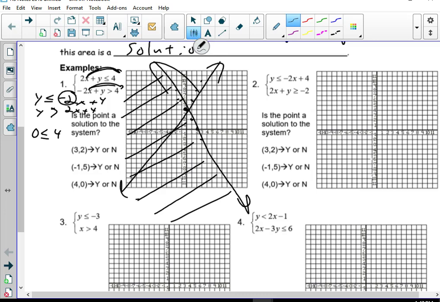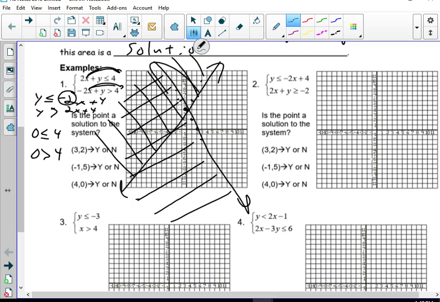Now, here's where it gets hard. And that's why colored pencils kind of help. I'm going to test this point, 0, 0. 0 is greater than 4. No. True or false? False. That's false. So what I'm shading now from this line is this way. Okay? That's why you want to shade very carefully. All right? So here's where you shade heavy.